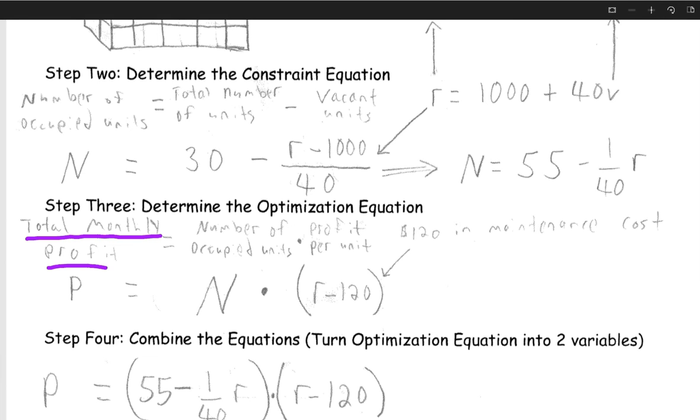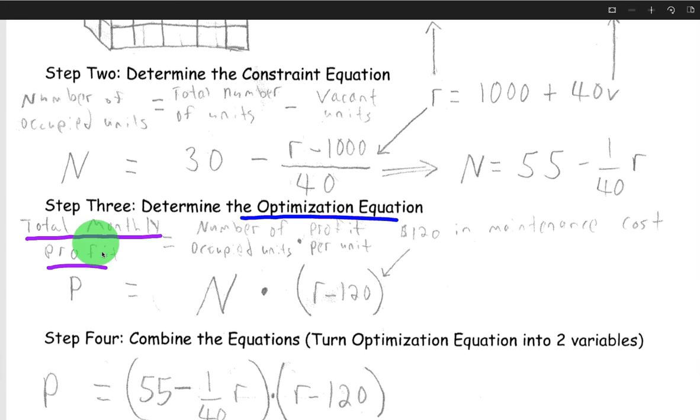Now, we need to use the same variables up here in our optimization problem. Well, up here we had N and R. So number of occupied units is equal to 30, total number of units minus vacant units, and we figured that out to be R minus 1,000 over 40. So this equation has to involve N and R. Well, again, I broke this down into words for my optimization equation for step 3.